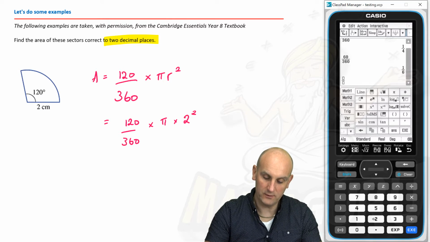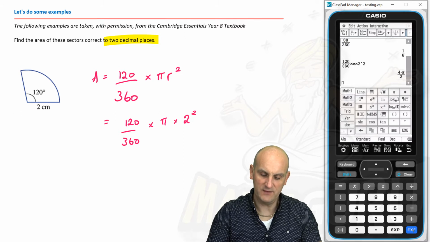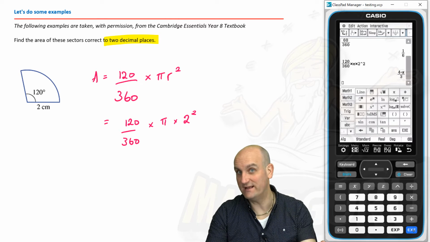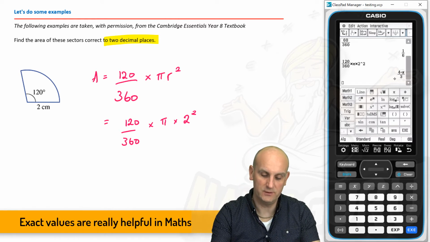All right, there we go. So 120 divided by 360. And then we're going to multiply that by pi and multiply that by 2 squared, which gives me the fabulous value of 4 pi on 3. Huh? Now, if your question asks for an exact answer, that is exactly what it's looking for, no pun intended.